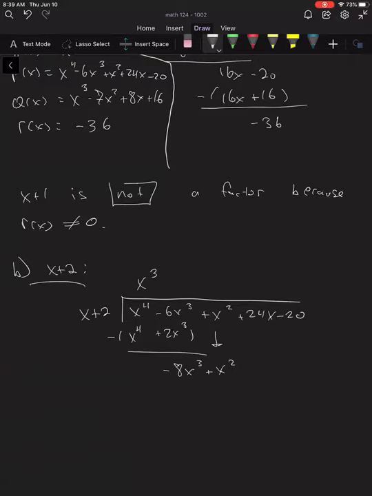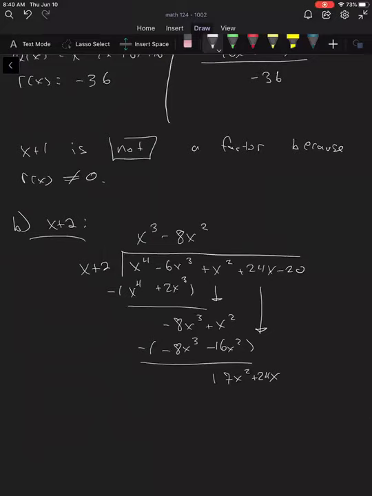Okay, now what do we do? What do we multiply x by to turn into minus 8x to the 3? And that is going to be minus 8x squared. So we have minus 8x cubed minus 16x squared. We're subtracting these. And what do we get? So 0, and then x squared minus a negative 16x squared, that's 17x squared. And we'll bring down the next one.